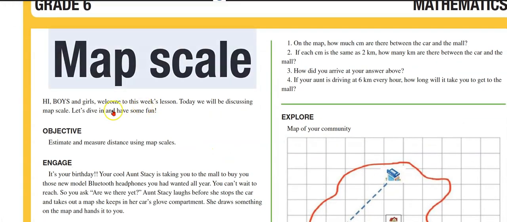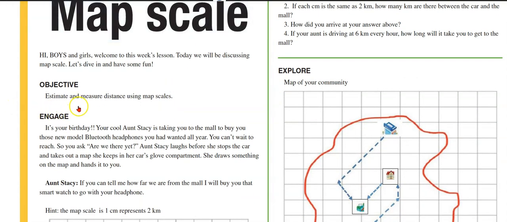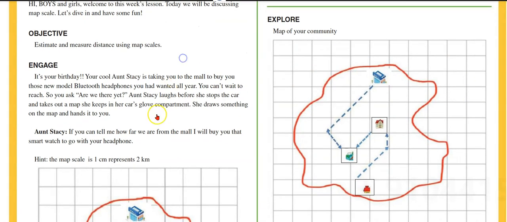Hi boys and girls, welcome to this week's lesson. Today we will be talking about map scale. Let's dive in and have some fun. Our objective: estimate and measure distance using map scales.